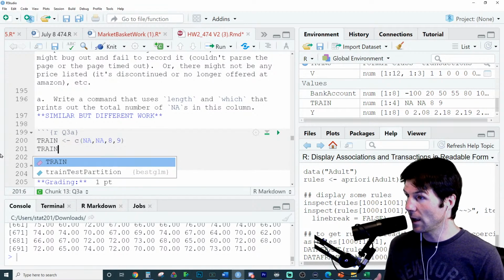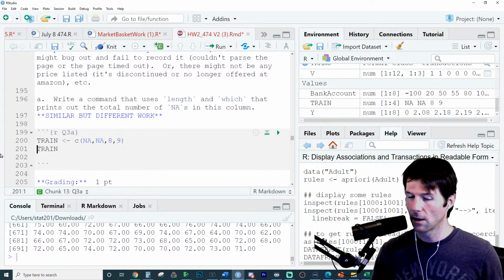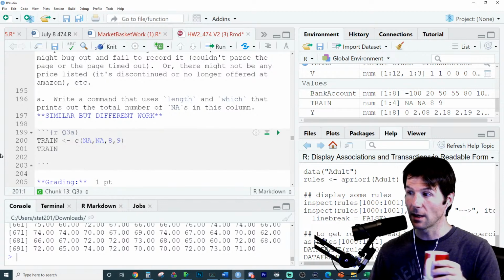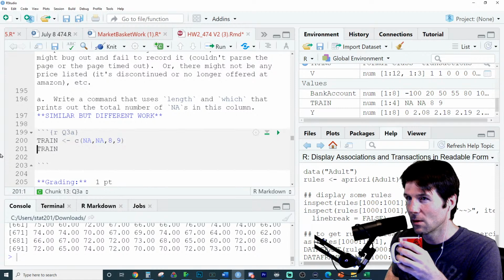So with this train vector, what if I wanted to find out if something is NA? Who has an idea for a code right here for me to find out is something NA? Like, is something NA in this vector?